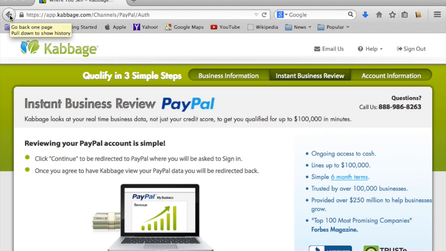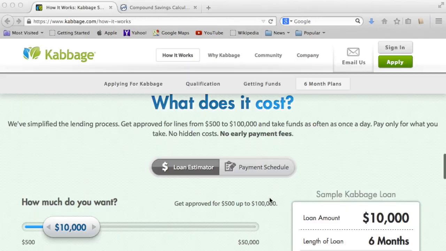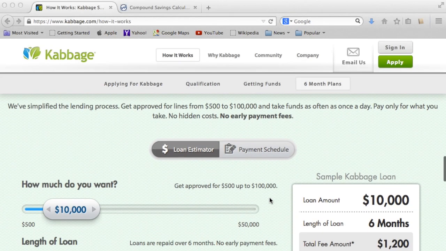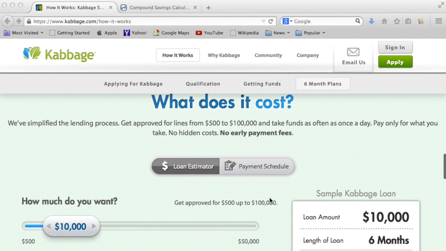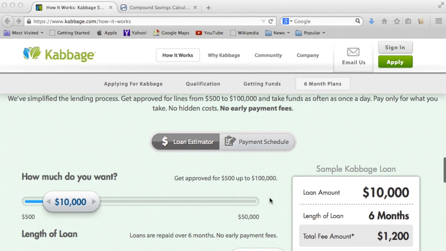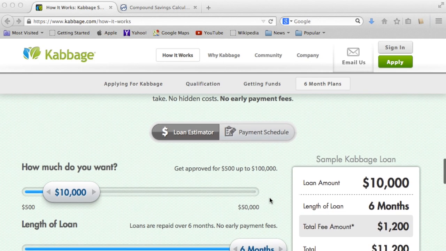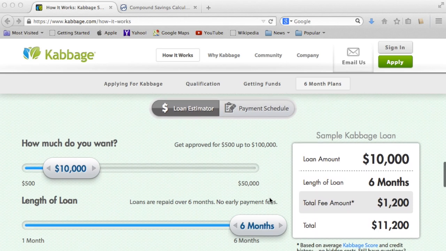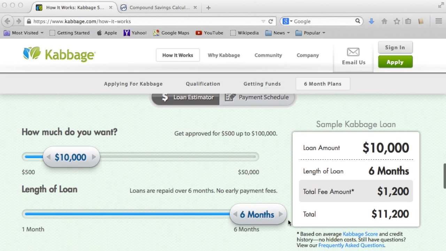So the last thing I would like to focus on very briefly is loan repayment and fees. The way that this is structured, you will repay the funds over a 6-month period. You'll pay 1/6 of the loan for each month until you reach 6 months.